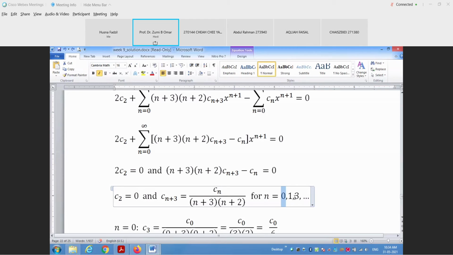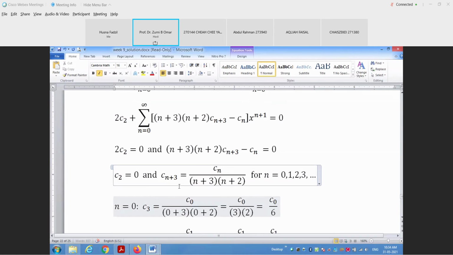Okay, because when n equal to 2, oh no, this one I made some mistake. Okay, now because this is taken care of, C2 equal to 0. Now from here, you start with n equal to 0.